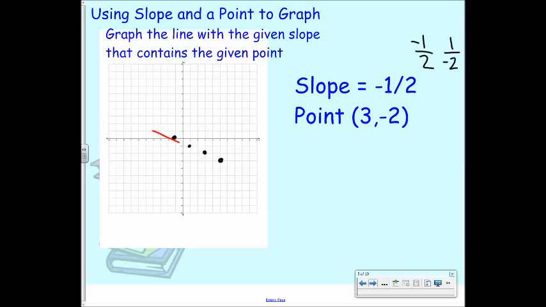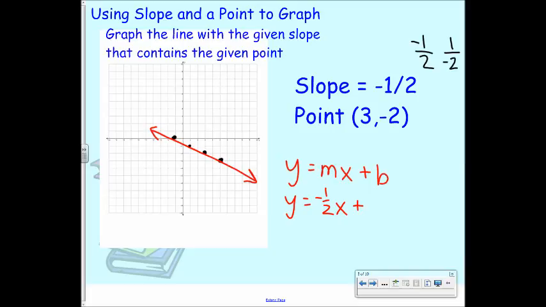Now, if I ask you to give me the equation of that line, so y equals mx plus b, how would you do that? Ashley, what do you think? Y equals negative 1/2 x plus 3 over negative 2.